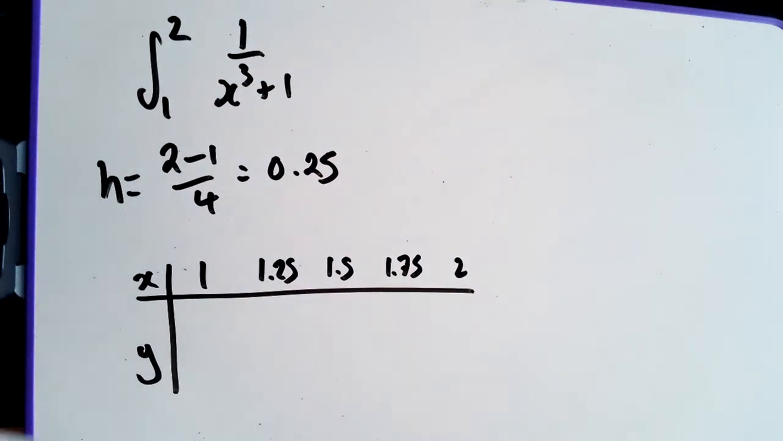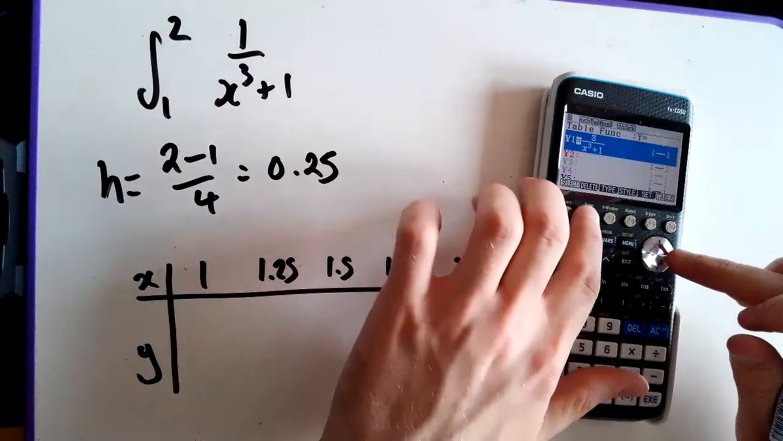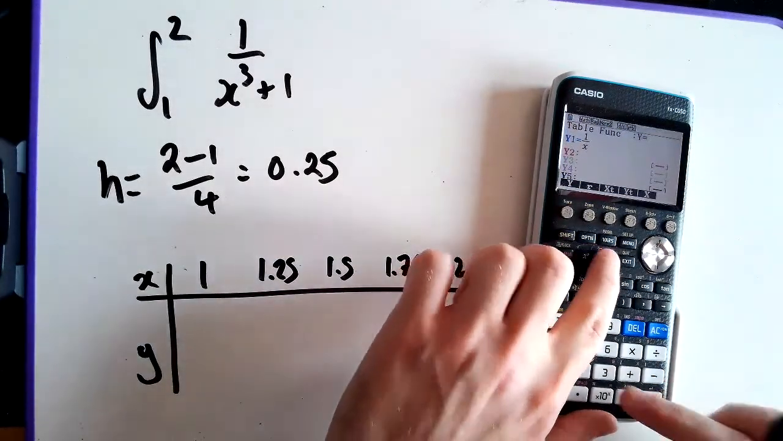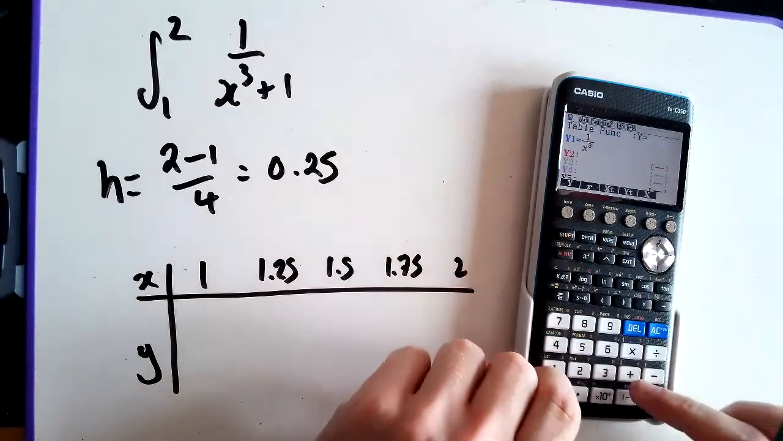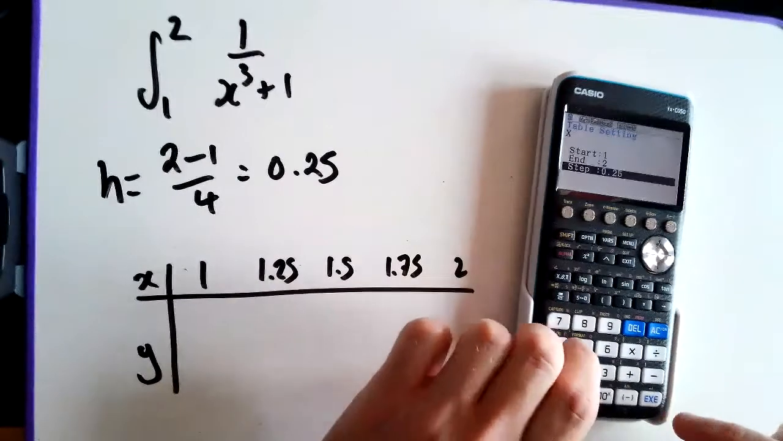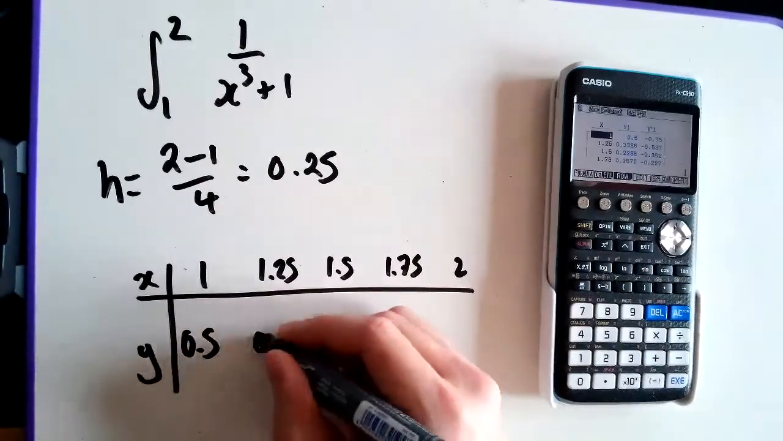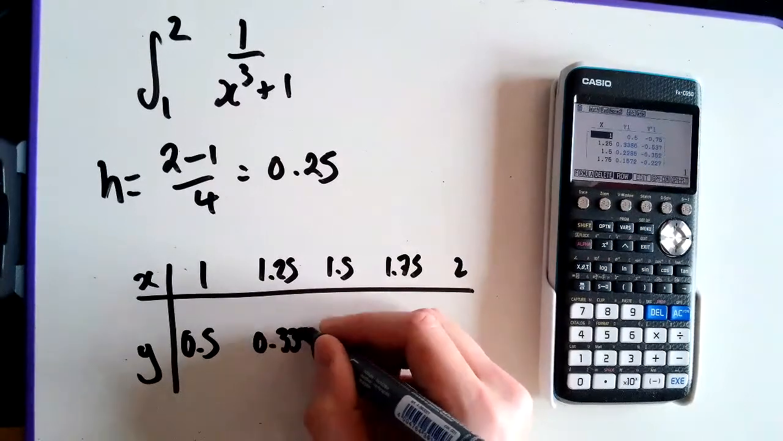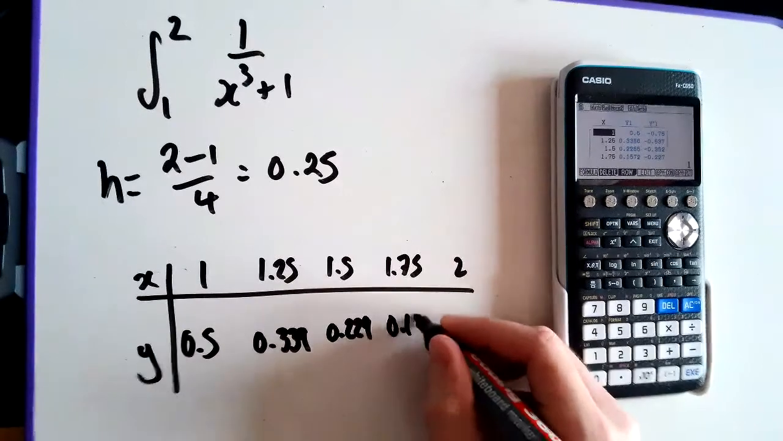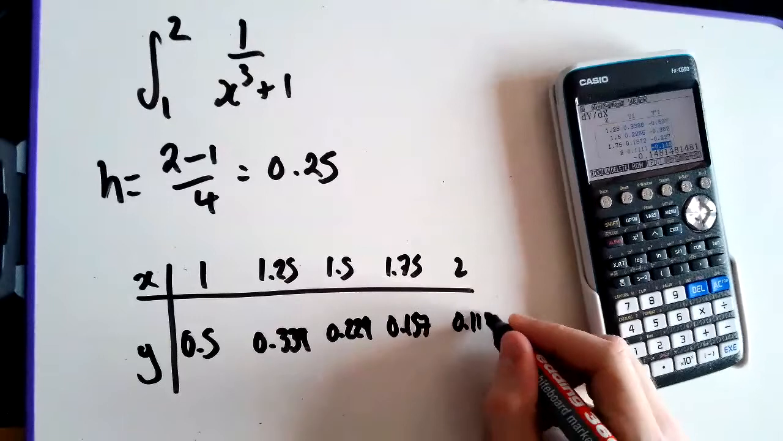Let's use 3 decimal places again. So go on to table. It's 1 over x cubed plus 1, from 1 to 2, step 0.25. So there's our answers: 0.5, 0.339, 0.229, 0.157, and 0.111.